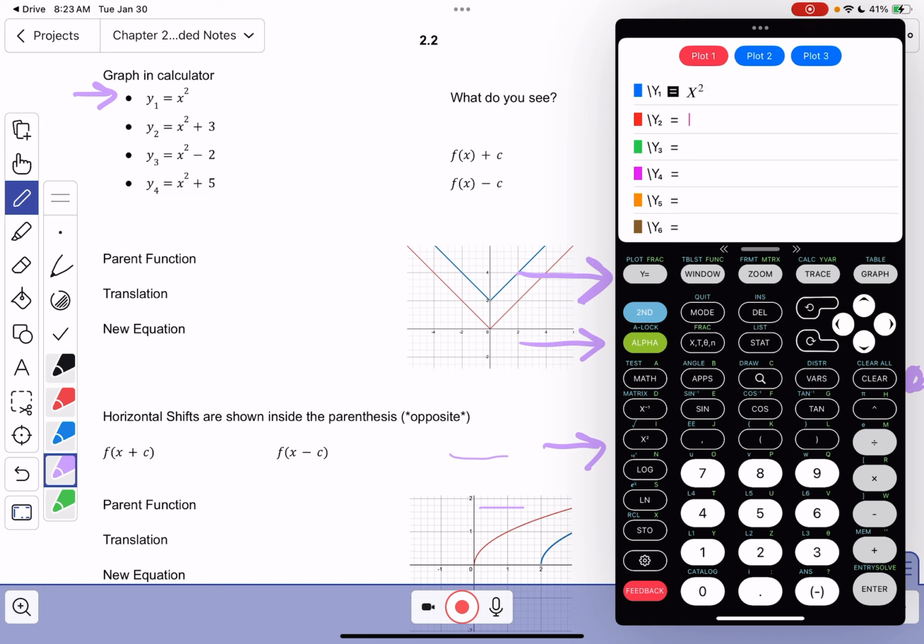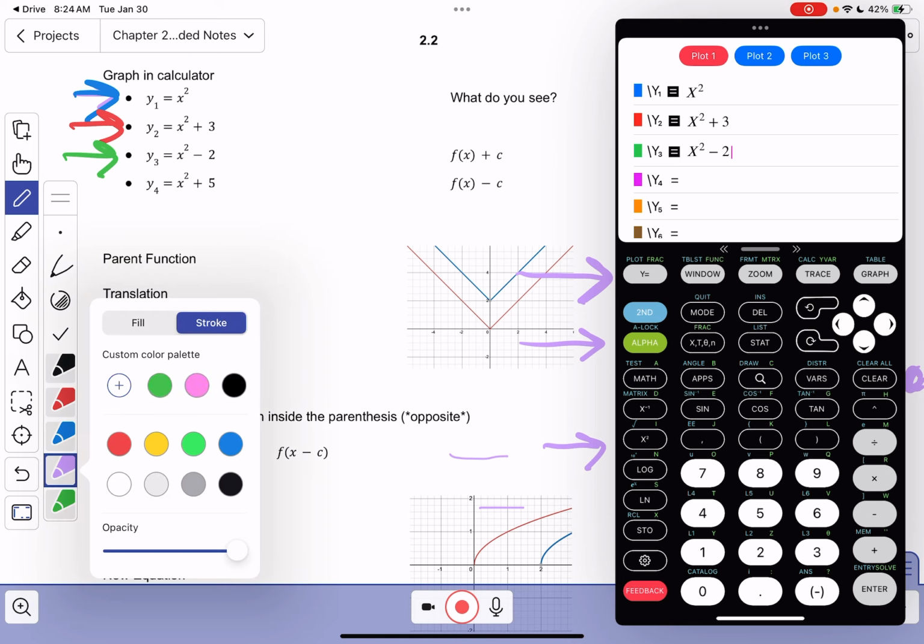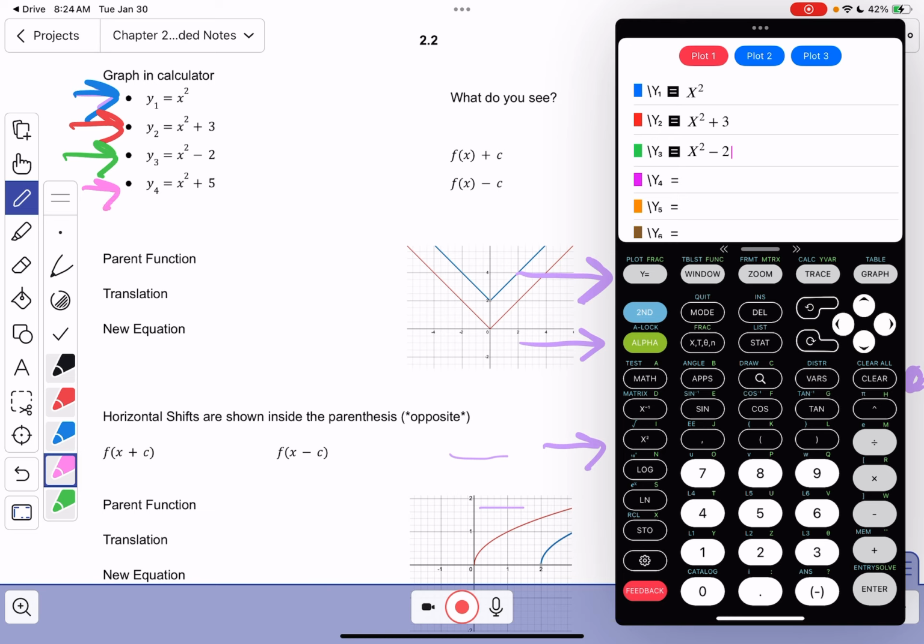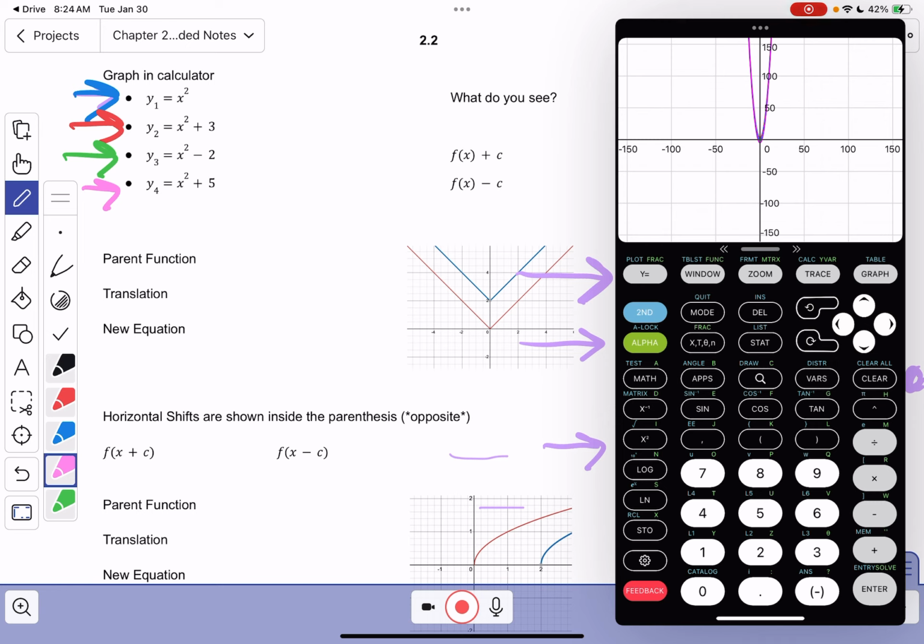Then if you arrow down, I'll match the colors. Y2 is going to be X squared plus 3. Arrow down, you've got X squared minus 2. And then arrow down again, and we've got X squared minus 5. The colors don't matter. I'm just making mine match so that when you see the graph, you'll see what it looks like. So if you hit graph, you might be able to see them.